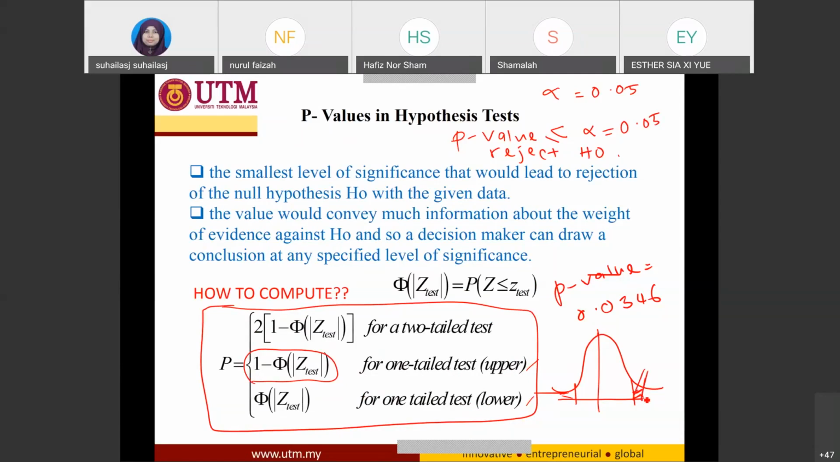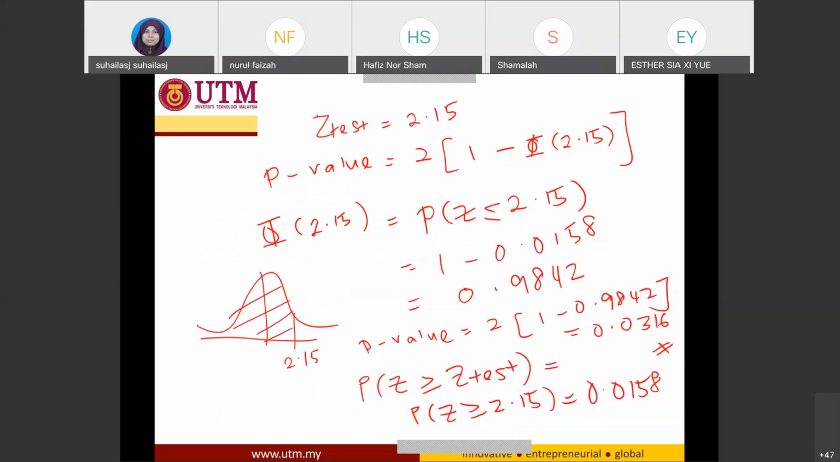For the lower tail, the P value is just phi Z test, which is the probability Z less than or equal to Z test. So again, you will have 0.0158 as its P value. So that is how we compute the P value.